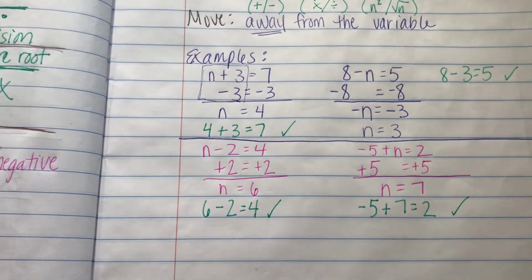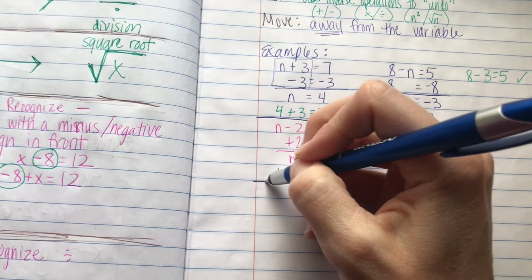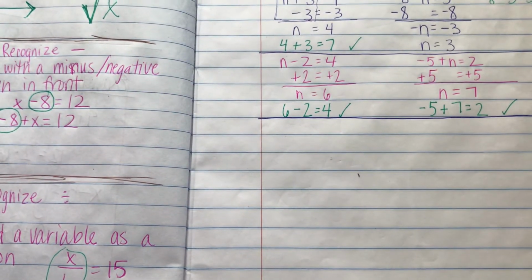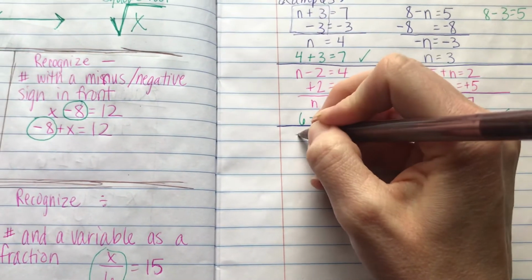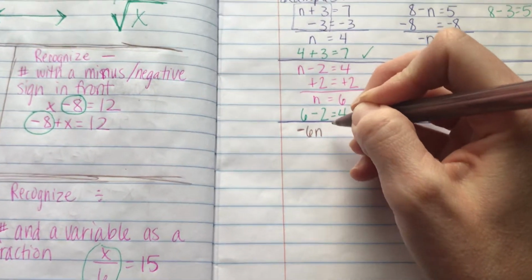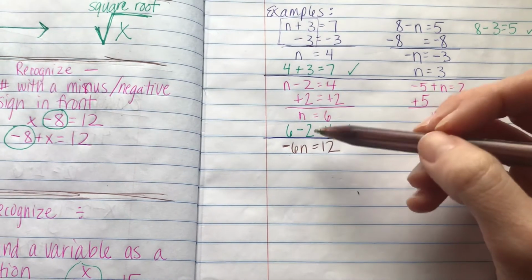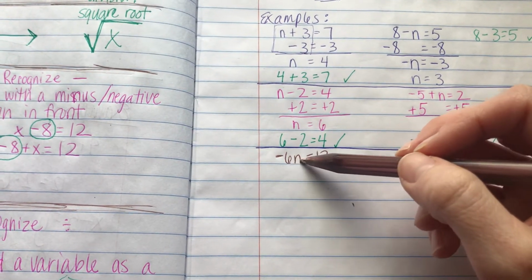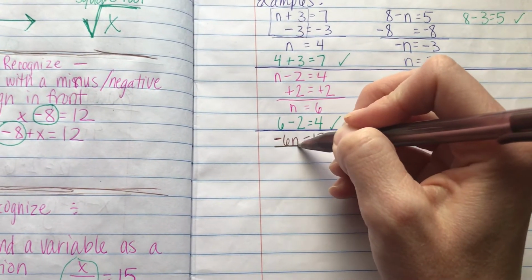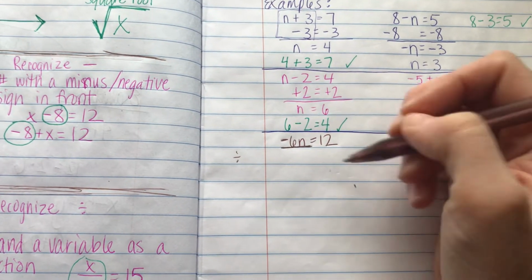So we're correct. Okay, next we're going to go through an example of a multiplication and a division problem. So here we have negative 6n equals 12, and we want to undo that by using the inverse operation. The inverse of multiplication is division, so I'm going to divide both sides. I'll use the fraction bar to show that I'm dividing, although some people will do the standard division symbol.